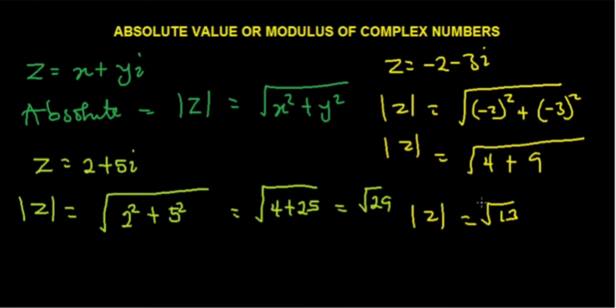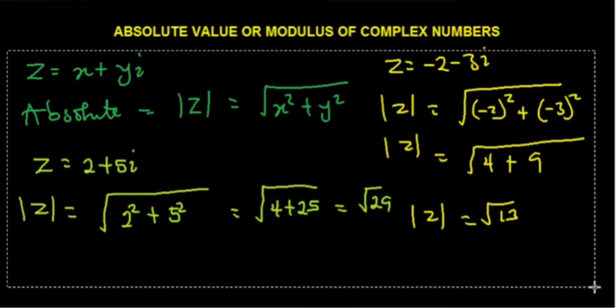So let's solve a complex number question that requires us to find the absolute value or the modulus. Don't forget that our formula is the square root of x squared plus y squared. Look at this question. It says find the modulus of z equals 2 minus 5i over 3 minus 4i.